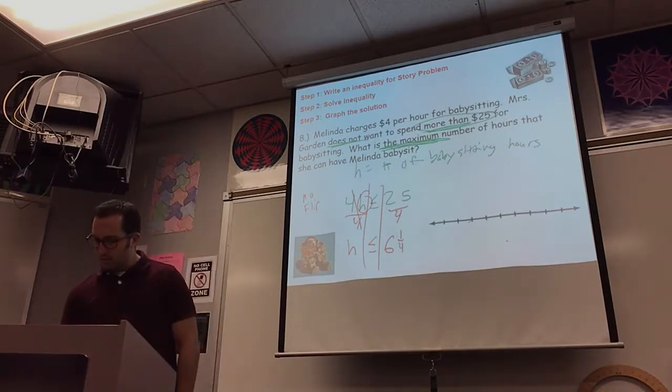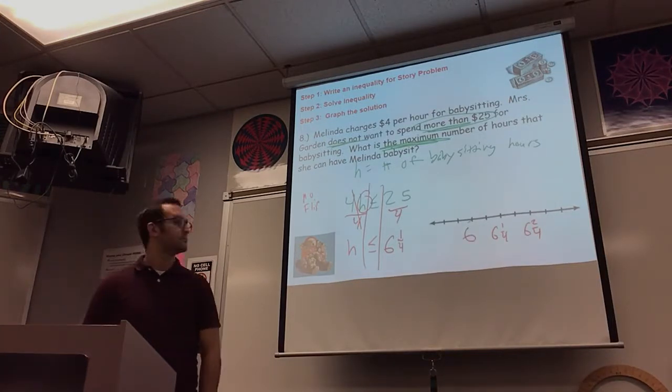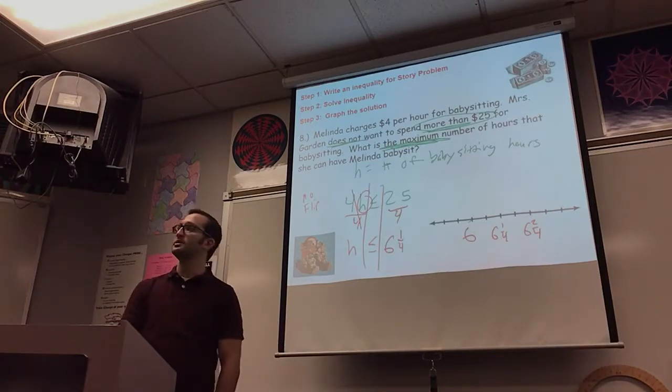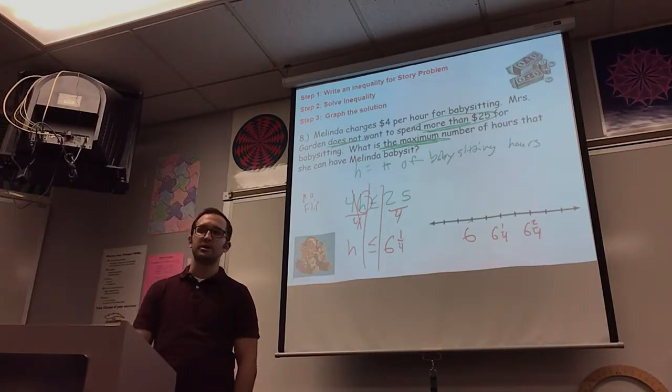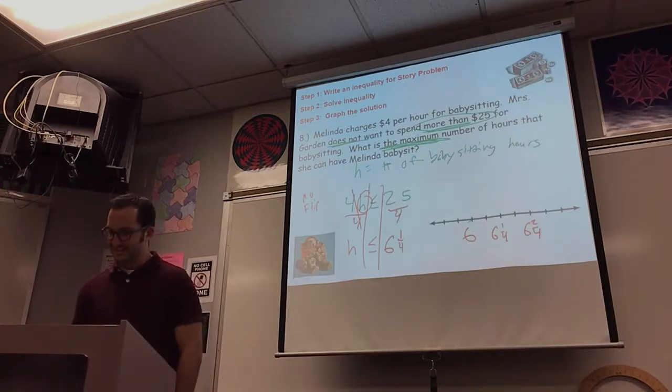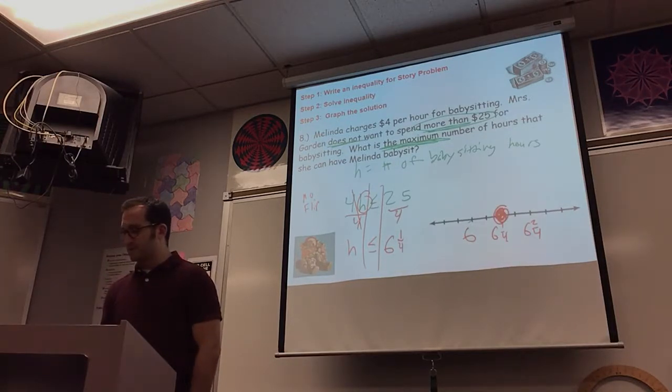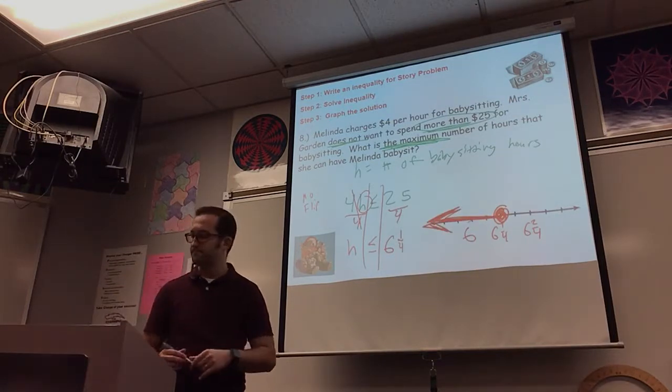So we plot this 6 and 1/4. What's the next higher up than that? 6 and 2/4. And then lower than 6 and 1/4 is 6. But Mr. Strand, 2/4 isn't simplified. Whatever. It's a number line. Deal with it. Open or closed? She doesn't want to spend more than that, so it should be less. So Melinda can only work for a maximum of 6 1/4 hours.